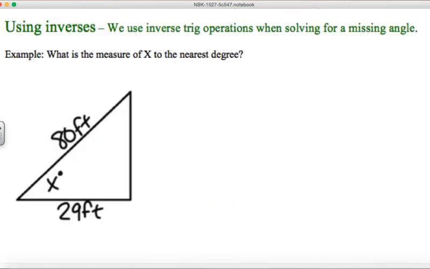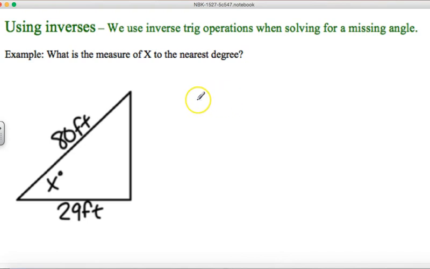Alright, so moving on. Now sometimes you've got to use the inverse functions whenever you want to find a missing angle. So on the last problems, we knew the angle and we wanted to find missing sides. On this one, we know the sides, but we want to find the missing angle. But you're still going to set up your equation the same way. It's just to solve, you've got to use the inverse trig functions that we've been talking about.